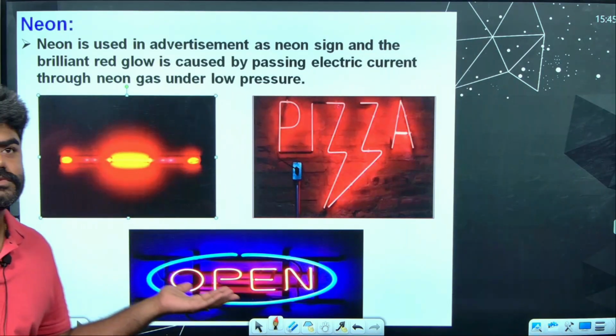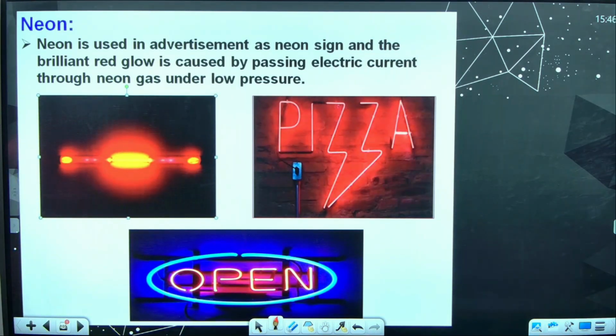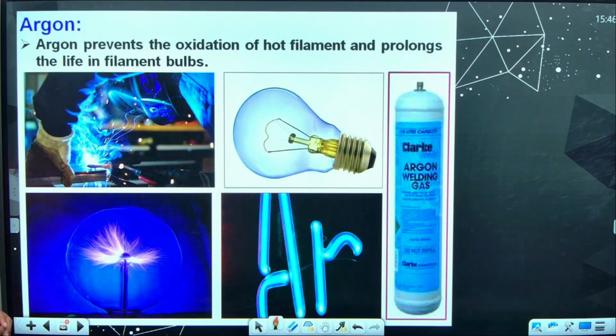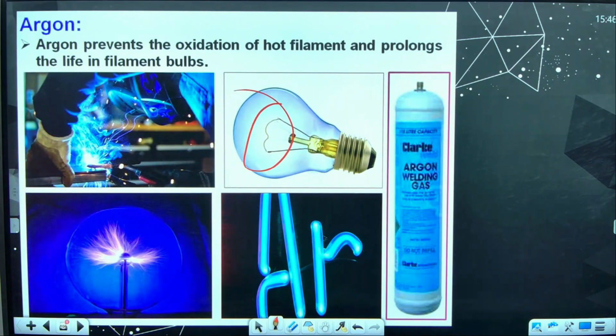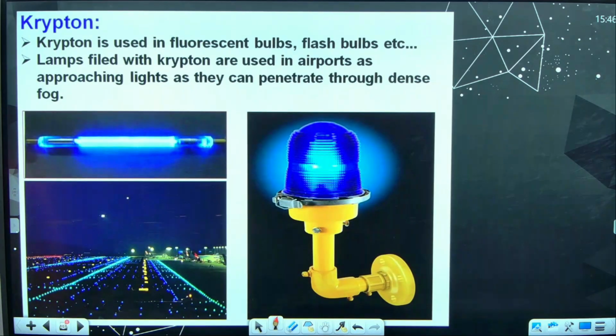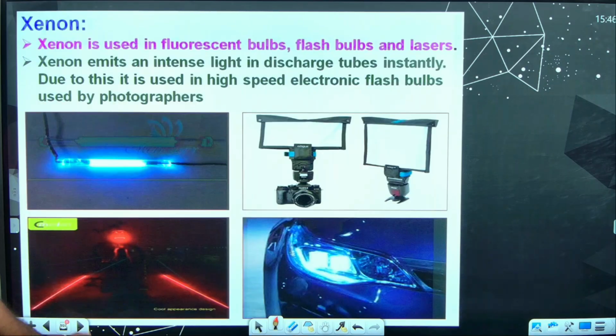Neon is used in neon lights, neon signboards, right? It's a very important use of that. And argon prevents oxidation of hot filament. Also it prolongs the life of filament bulbs. So it's one of the important uses of argon. And krypton is used in fluorescent bulbs and lamps which are used in airports as approaching lights, as they can penetrate through dense fog. So these are used for signals at airports.